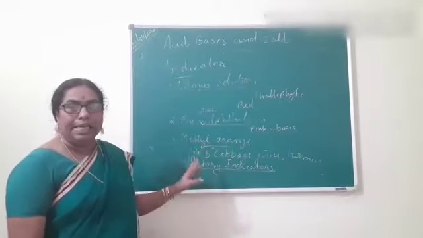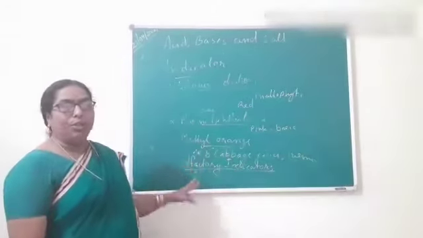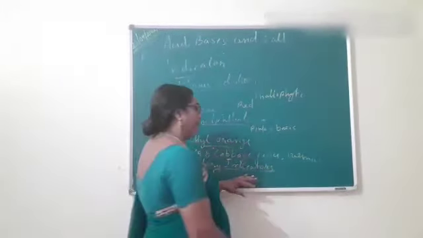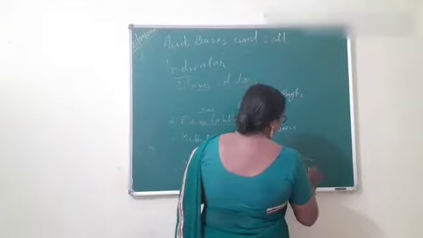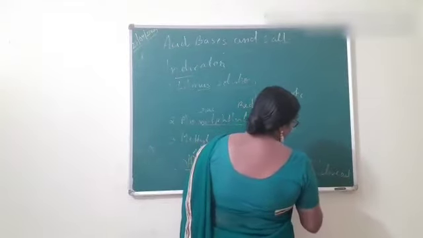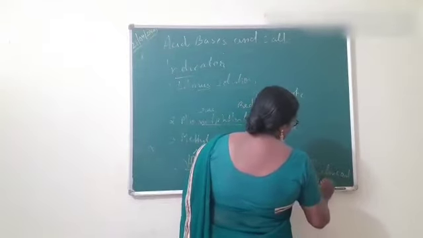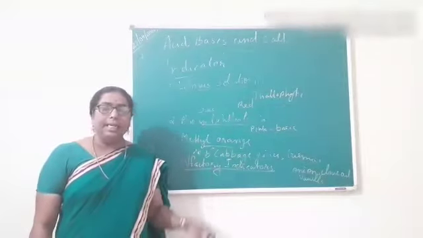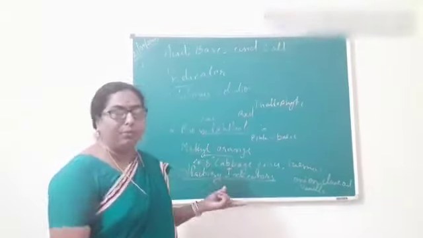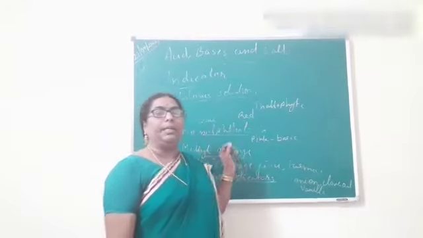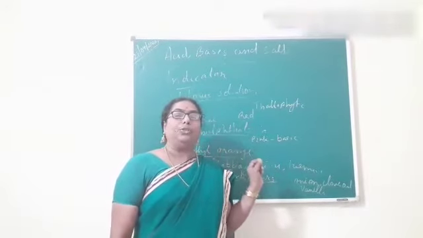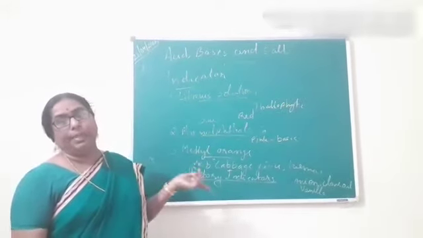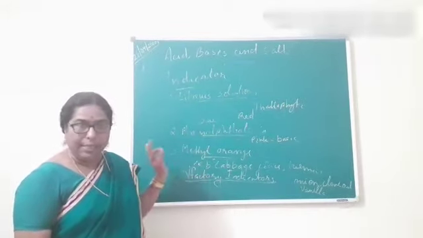So olfactory indicators means indicators which show the change in medium by showing a change in smell. For example, we can consider onion, clove oil, or you can consider vanilla, that is the essence. These are all examples for olfactory indicators. Is it clear, children? So we have studied about two types of indicators. The common indicators indicate the medium by showing a change in color, and olfactory indicators indicate the medium by changing the smell. Is it clear?